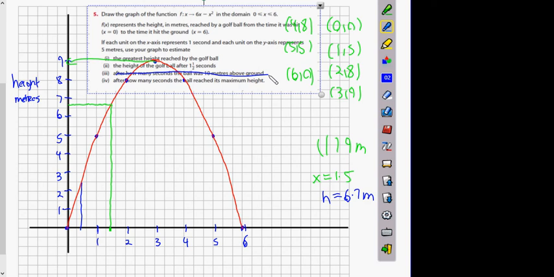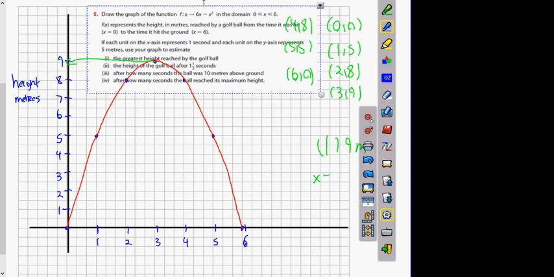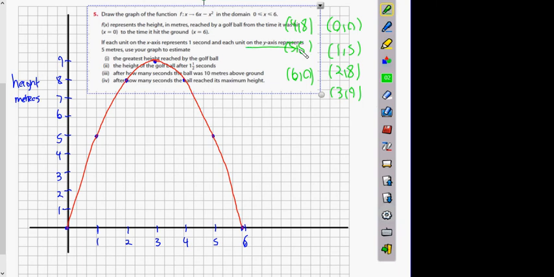Oh, sorry, guys. There it is. We left out a vital piece of information there. Actually, we've been leaving out a vital piece of information. Believe it or not. Look at this. Sorry, guys. Each unit on the y-axis is worth 5 meters.